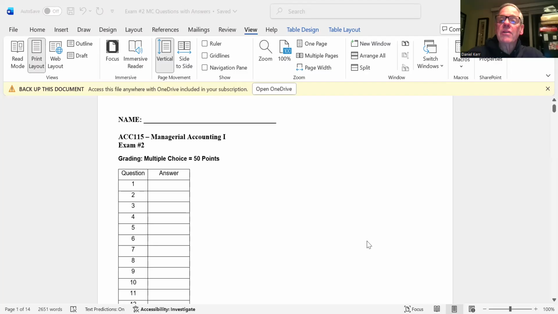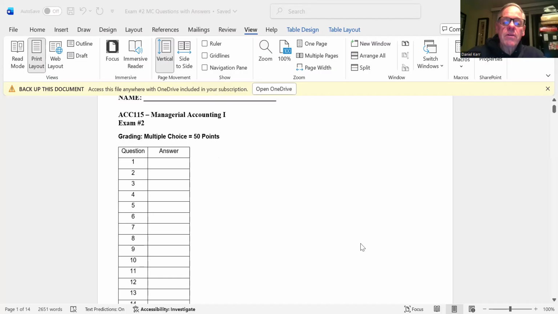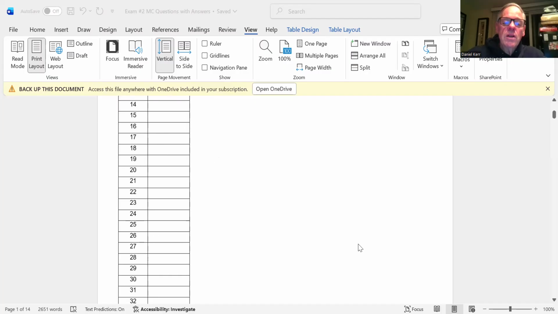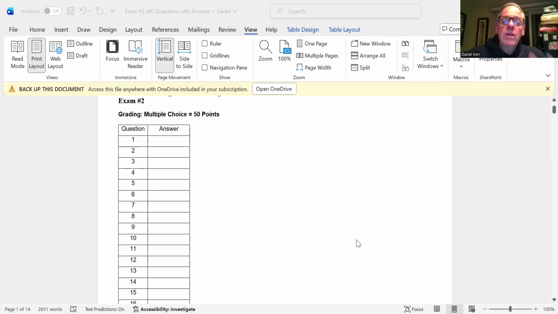Well, welcome back to Managerial Accounting, and the purpose of this little mini lecture is to review the multiple choice component of exam number 2. So you're going to see a couple of things written on your first page of your exam booklet. First is the number of questions, and there were 32. So number of questions you got right divided by 32, and then I would have multiplied that by 50 points, and that would have been the total number of points you got on the multiple choice.